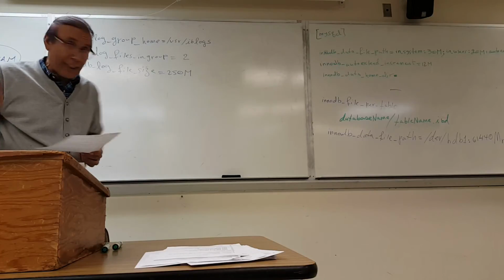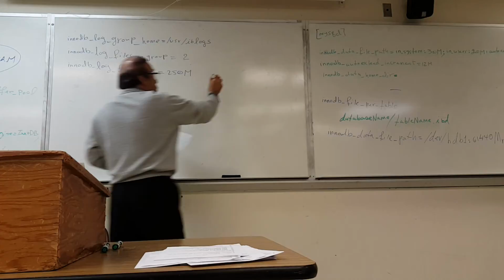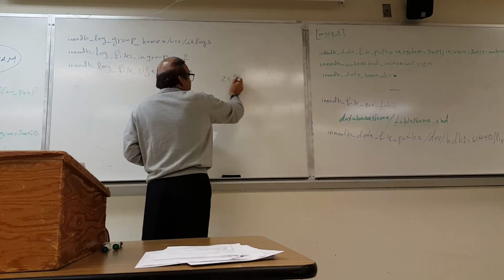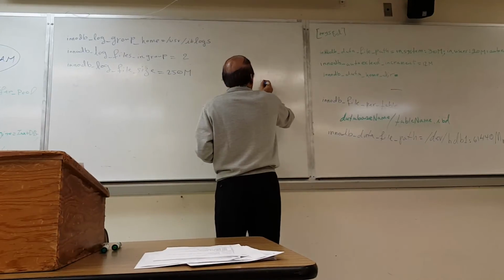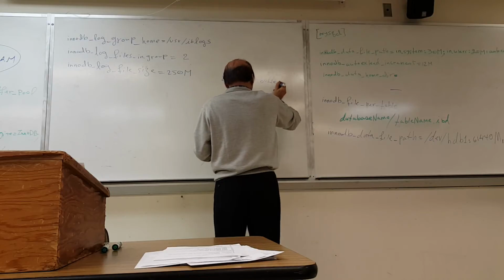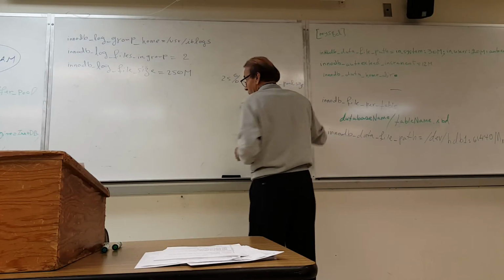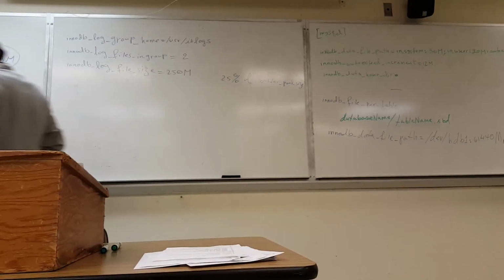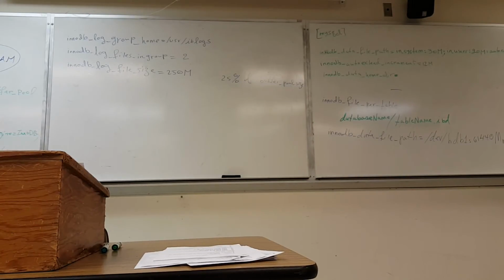The manual says this number should be 25% of buffer pool size. Remember we made buffer pool size somewhere here? Yeah, buffer pool size is 128. See that? The buffer pool size.